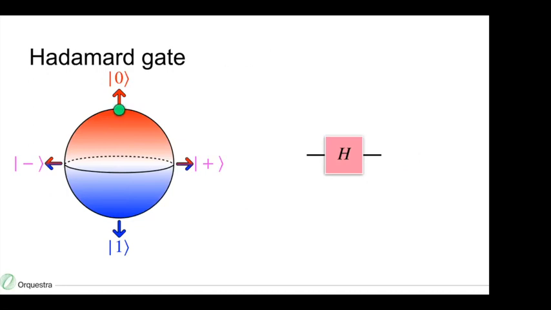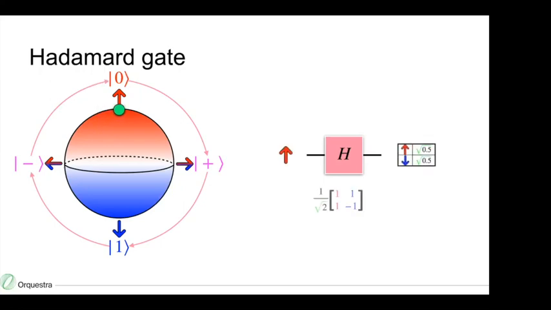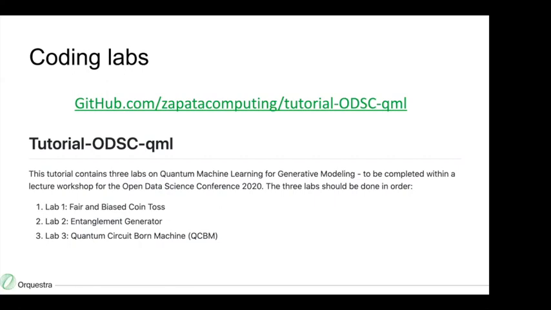Then there's the Hadamard gate, which oscillates between the four most popular qubits. It sends 0 to plus, plus to 1, 1 to minus, and minus all the way back to 0. The matrix for this one is 1 over root 2, times 1, 1, 1, minus 1. As you can see, it sends the up to the one on the right. If you want, go to this link on your own time and check it out. There are some coding labs where we can draw your circuits and play with them. The first one models a coin toss. The second one does entanglement, and so on.